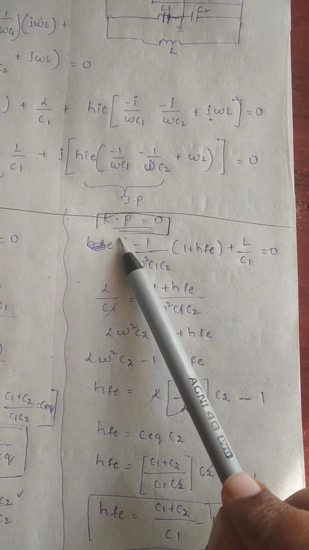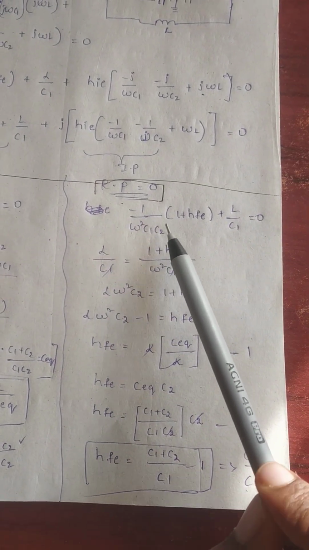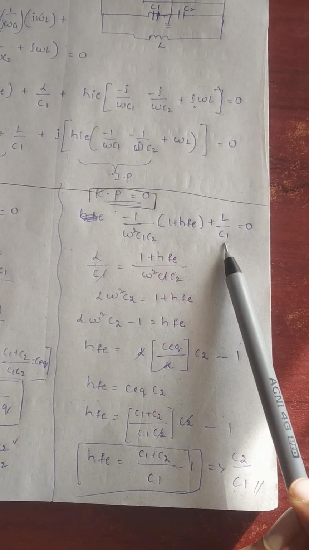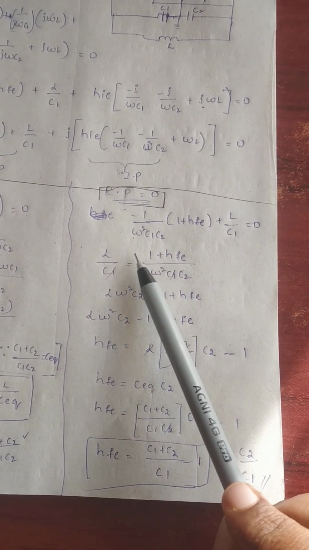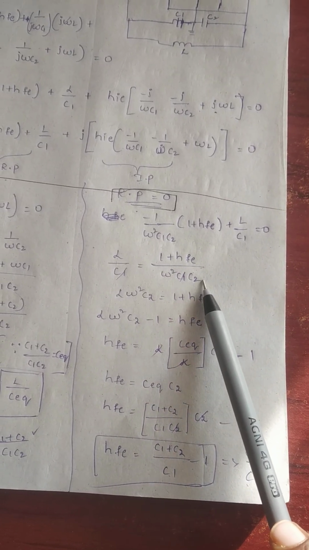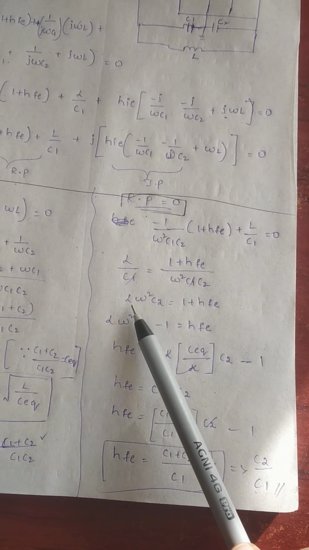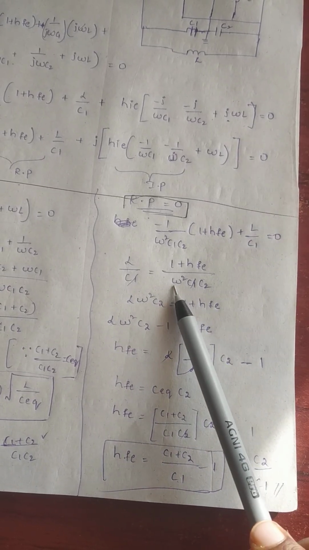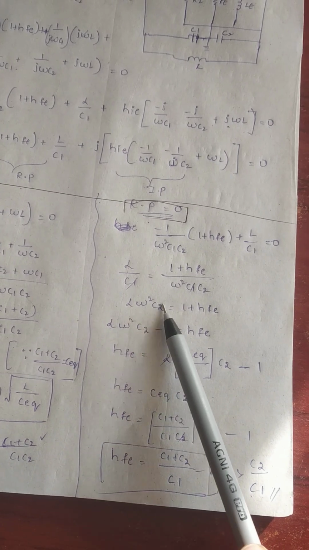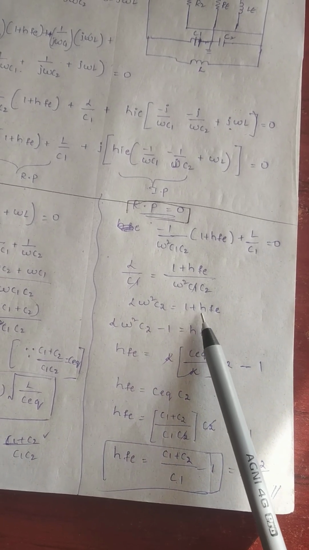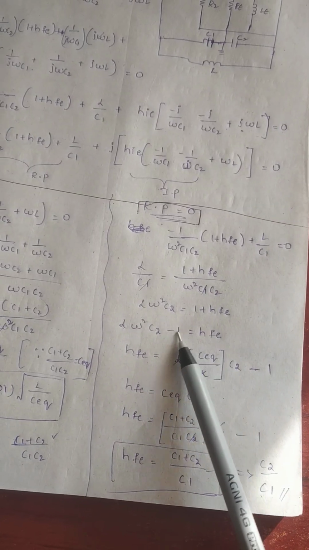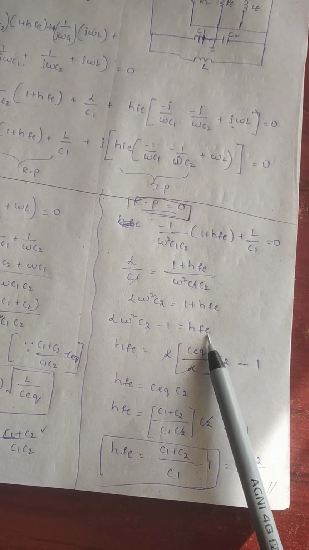Now consider real part is equal to 0. Minus 1 by omega square C1 C2 into (1 plus HFE) plus L by C1 is equal to 0. L by C1 is equal to (1 plus HFE) by omega square C1 C2. C1 C1 get cancelled. L omega square C2 is equal to 1 plus HFE. L omega square C2, this 1 comes this side, minus 1 is equal to HFE.